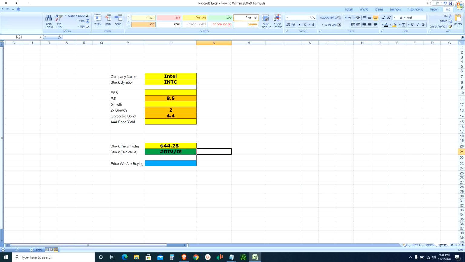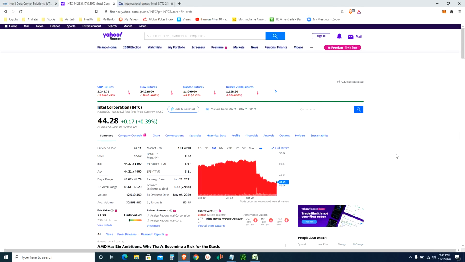We're gonna check according to Benjamin Graham, the Intelligent Investor book, who was Warren Buffett's mentor. We are gonna apply the formula that he did, and we're gonna see the price of Intel. So let's get started. So I'm looking at Intel.